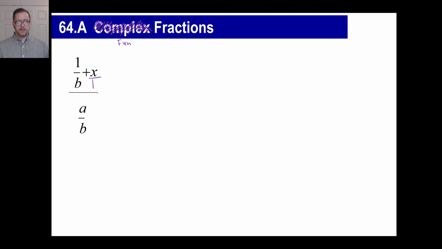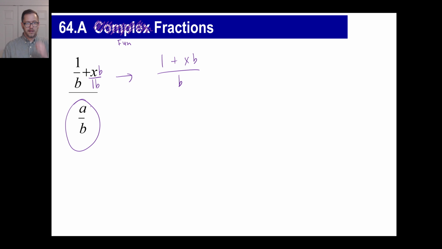And we know that the common denominator will be just b, right? So we go b here and b there. And I get 1 plus xb over b. And that takes care of that. Okay, now we're ready to divide. If you divide by a over b, that means you multiply by b over a.